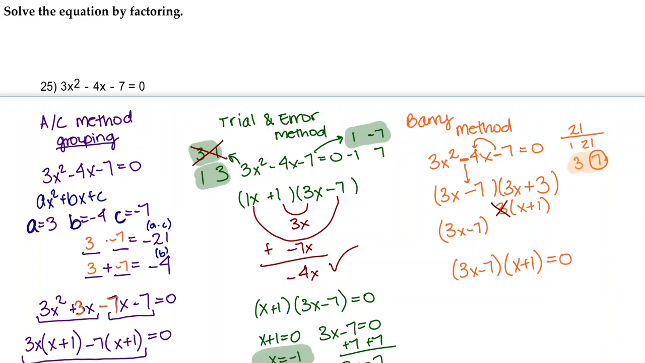And now we're going to use the zero product property rule that states if you have all the factors set equal to 0, you can set each factor equal to 0. So over here, we're going to add 7 to both sides, leaving us with 3x equals 7, divide by 3, divide by 3. X is going to equal 7 over 3. And then over here, x is just going to equal -1. And that is 3 different ways you can get the same answer using 3 different factoring methods.